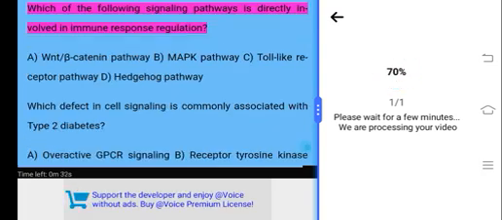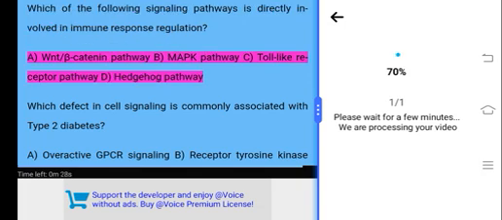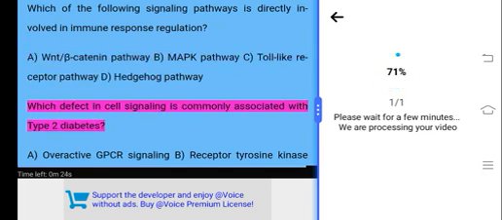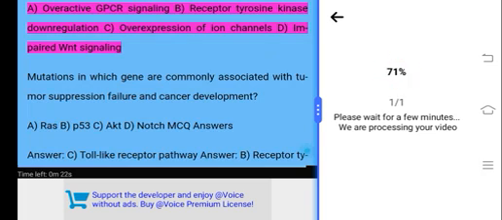MCQs. Which of the following signaling pathways is directly involved in immune response regulation? A. WNT, beta-catenin pathway. B. MAPK pathway. C. Toll-like receptor pathway. D. Hedgehog pathway. Which defect in cell signaling is commonly associated with type 2 diabetes? A. Overactive GPCR signaling. B. Receptor tyrosine kinase downregulation. C. Overexpression of ion channels. D. Impaired WNT signaling.